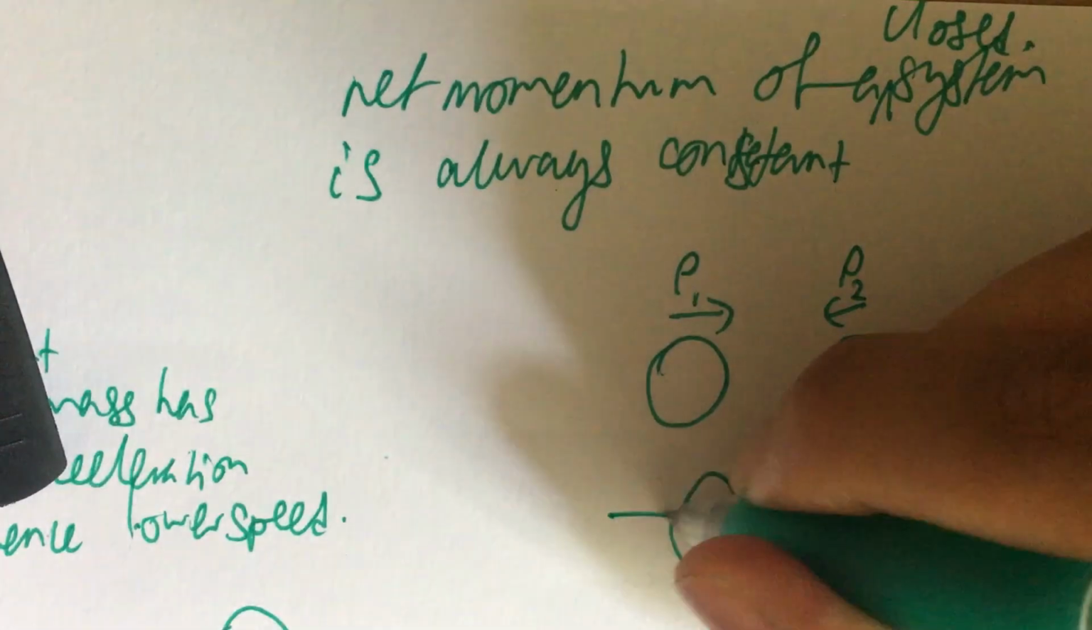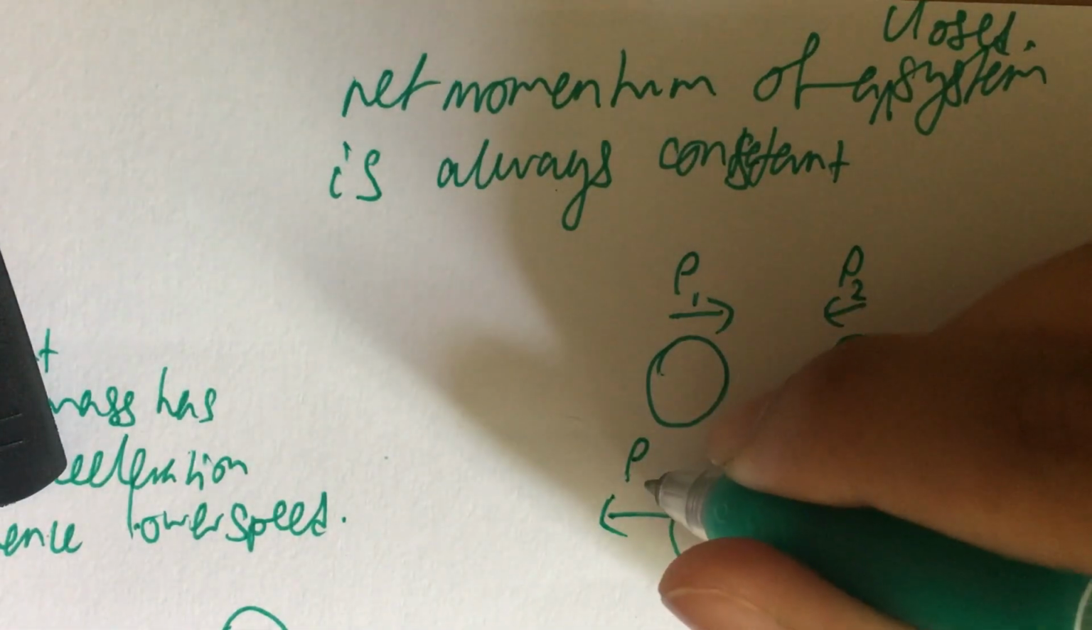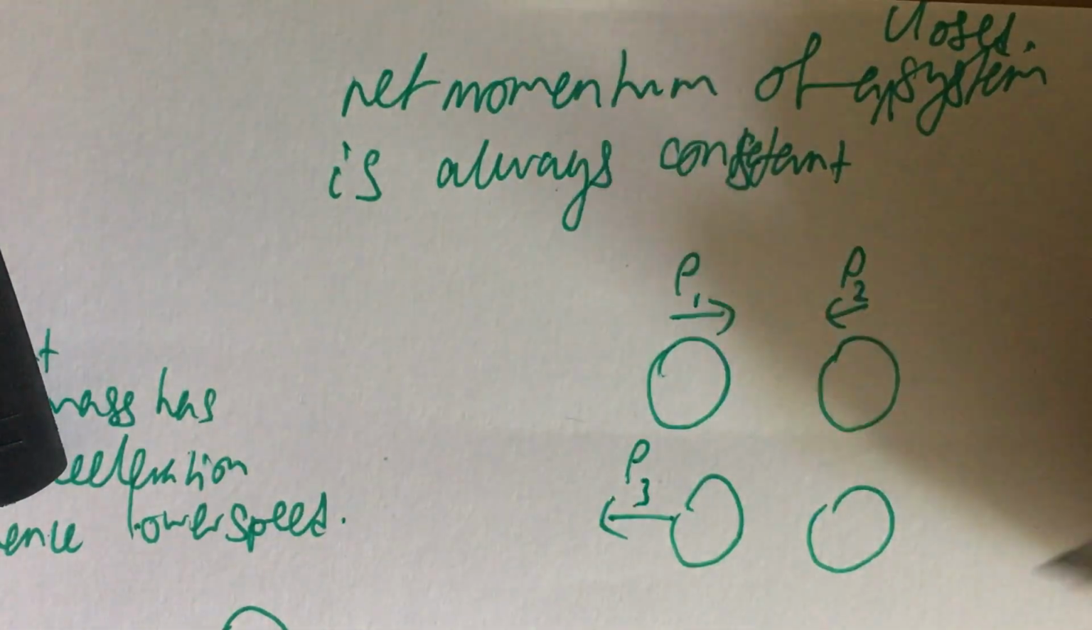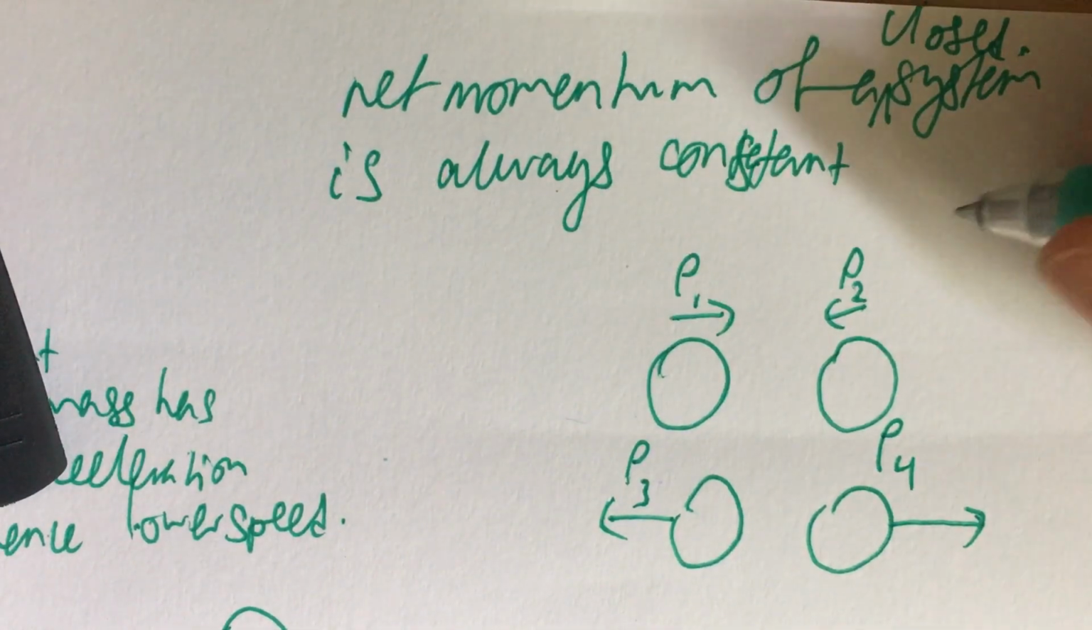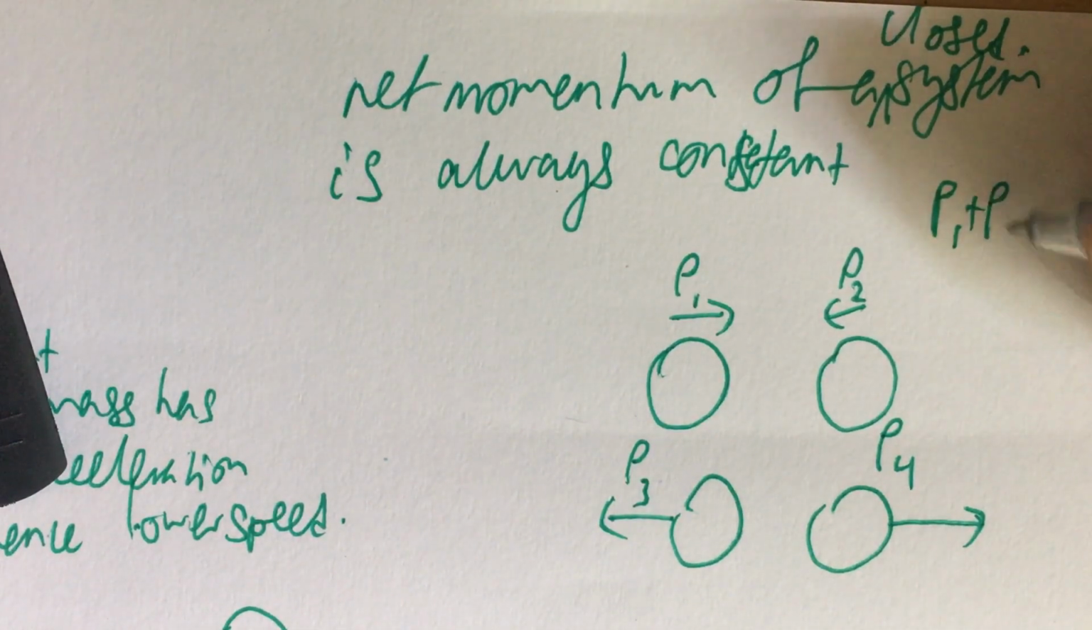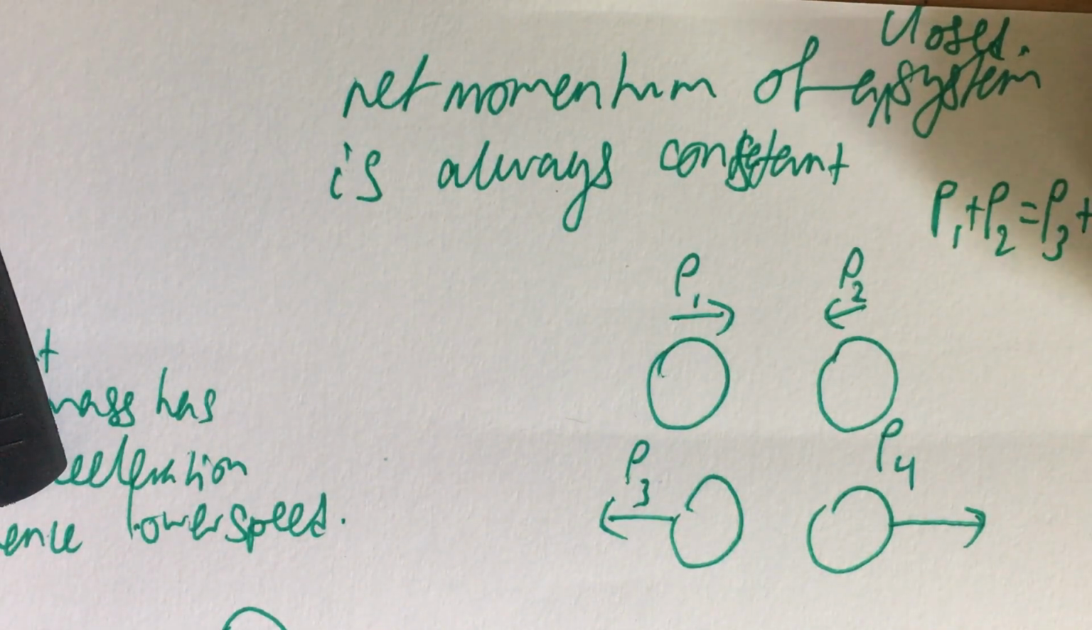And what this means is that your initial momentum, the sum of your momentums, is going to be equal to the sum of your final momentums. And the principle of conservation of momentum is used to solve elastic and inelastic collisions.